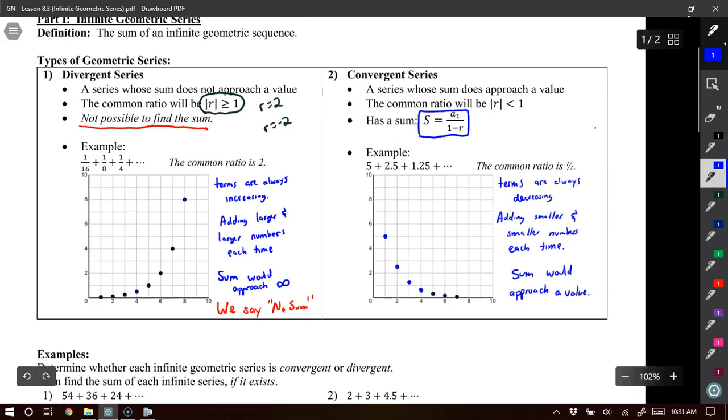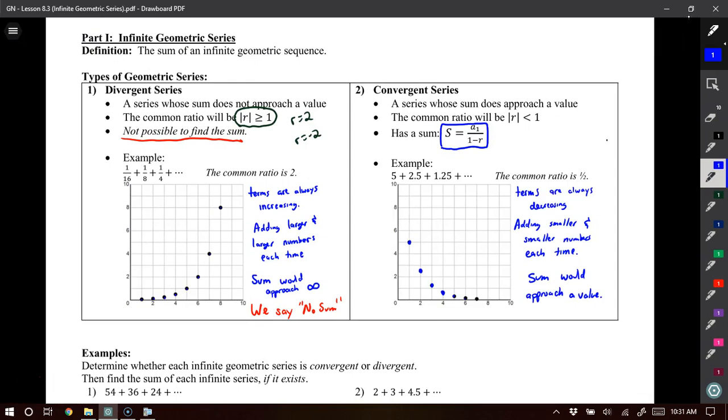So you have divergent series and you have convergent series. So when we're going through this, the first thing we want to do is find out, is it possible to even find the sum of the series? So we need to figure out first, is it convergent or is it divergent? And if it is convergent, so that we can find the sum of the infinite series, then we do it.